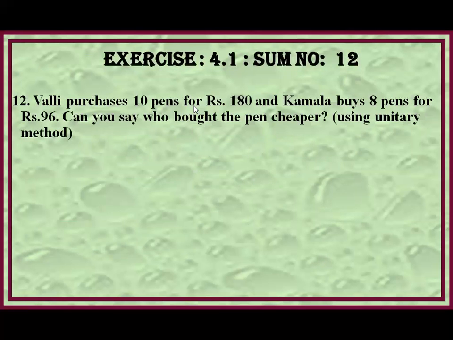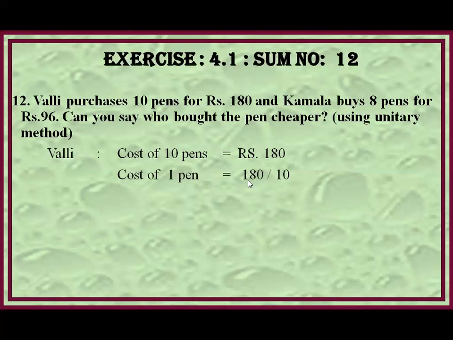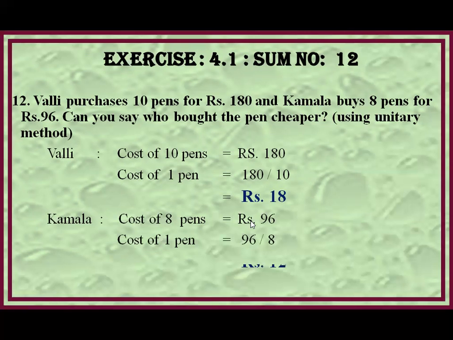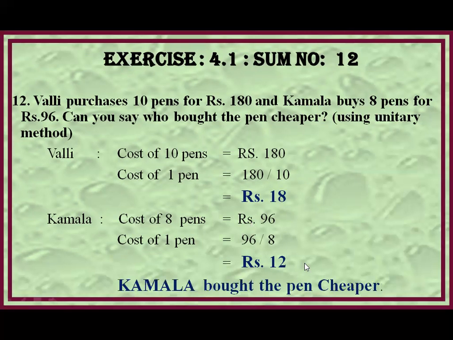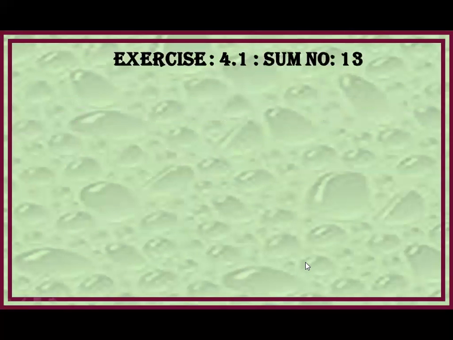Valli purchases 10 pens for rupees 180 and Kamala buys 8 pens for 96. Can you say who bought the pen cheaper? So Valli, cost of 10 pens is rupees 180. So find the cost of 1 pen, which is rupees 18. And for Kamala, cost of 8 pens is rupees 96. The cost of 1 pen is 12. So from here, you know who bought the pen at a cheaper price. So Kamala bought the pen for a cheaper rate.